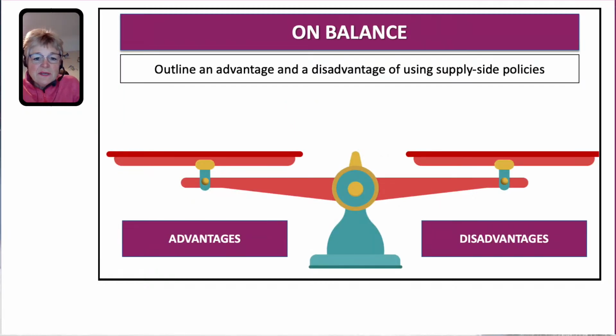Right, final activity tonight, an on balance question. So we need to think about advantages, but then we need to balance it out with disadvantages. So we want one advantage and one disadvantage of using supply side policies.